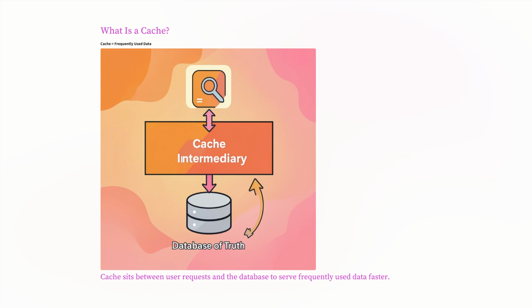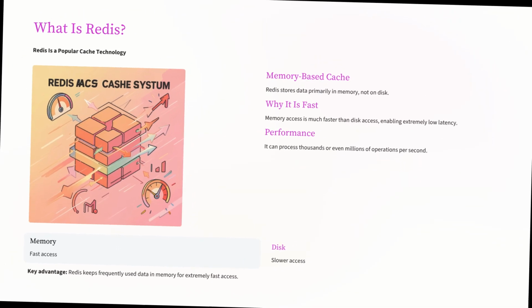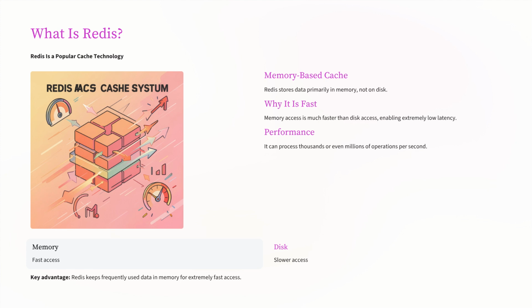Instead of asking the database every time, the application first checks the cache. If the data exists in the cache, it can be returned immediately. Because cache data is stored in memory, it is significantly faster than reading from a database. This improves user experience and reduces database load. Redis stands for Remote Dictionary Server. It is one of the most popular caching technologies used in modern applications.